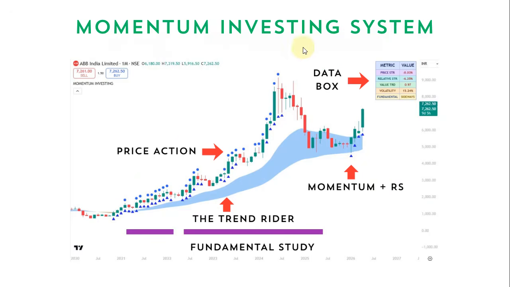In the momentum investing course, we will identify the momentum stocks in monthly time frame based on these triangles, and we can take entry in daily time frame as well as monthly time frame. In daily time frame, we will take swing entries, and in monthly time frame, we will take positional entries, which will go up to 1 year to 1.5 years.